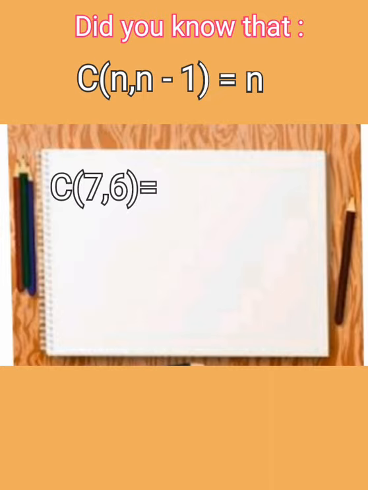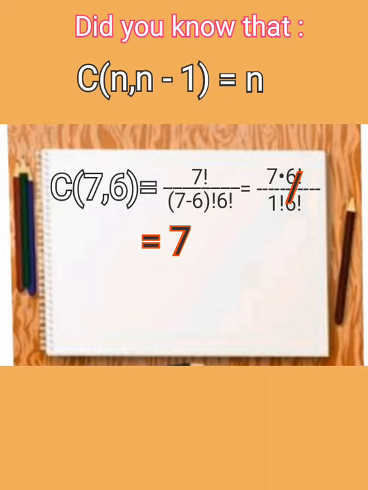We also have the combination of n things taken n minus 1 at a time is equal to n. Example, the combination of 7 things taken 6 at a time is equal to 7 factorial over 7 minus 6 factorial 6 factorial, and that is 7 factorial over 1 factorial 6 factorial, which is equal to 7. So the combination of 7 things taken 6 at a time is equal to 7, which is our n.